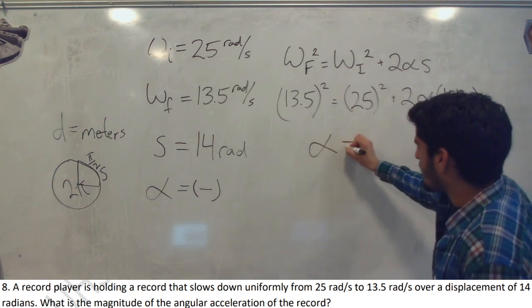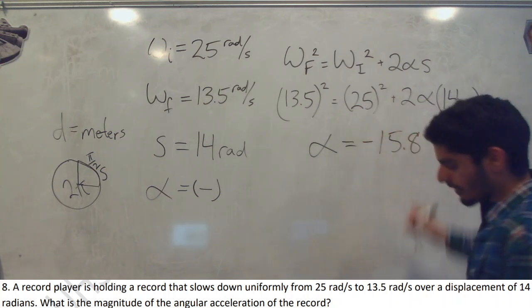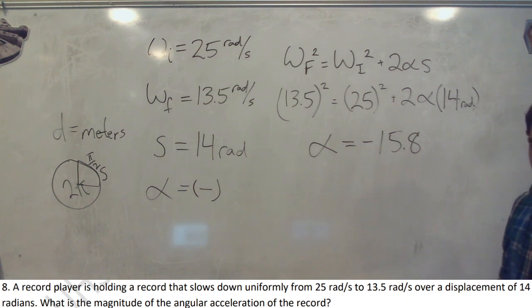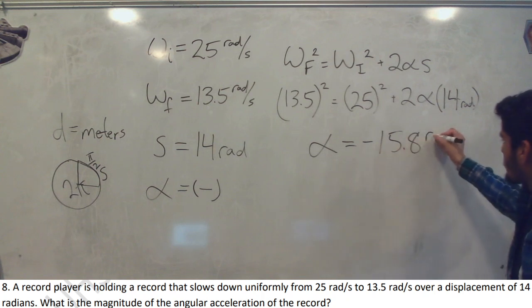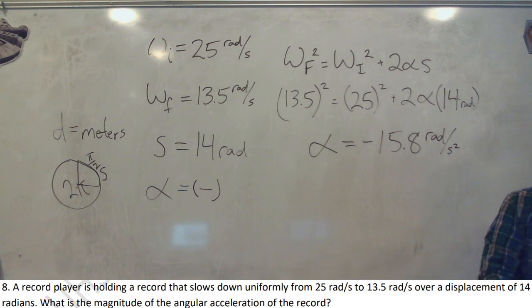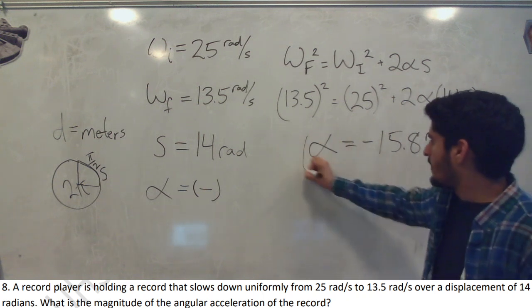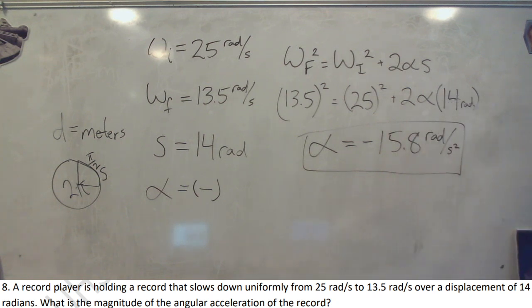You should hopefully get alpha is equal to negative 15.8, but they only ask you for the magnitude of acceleration, which means they only want the positive value of that. And by the way, angular acceleration, alpha, is measured in radians per second squared in a similar manner to how linear acceleration is measured. So not much difference there. And so your answer choice should be A, 15.8. That's the closest one. So another great example of rotational motion. We're going to go ahead and move over to number 9.